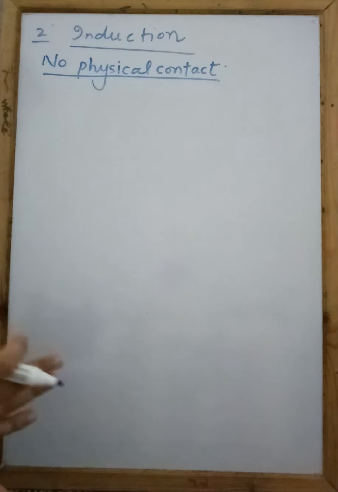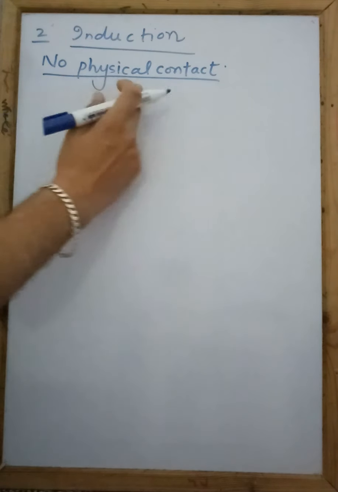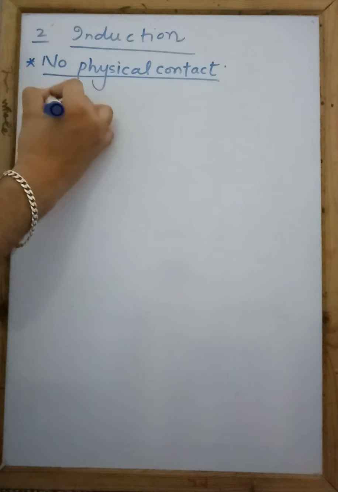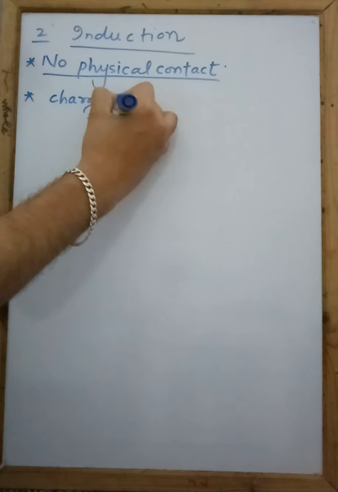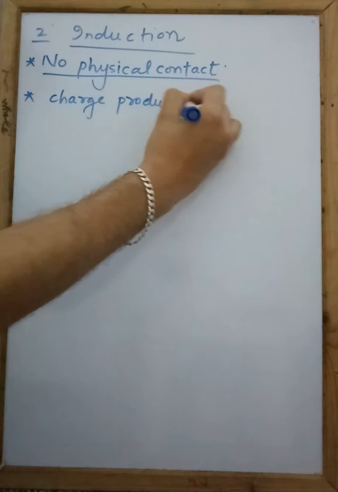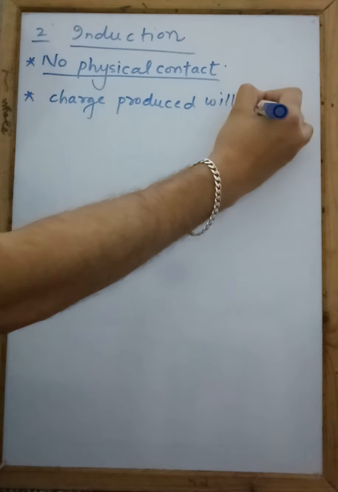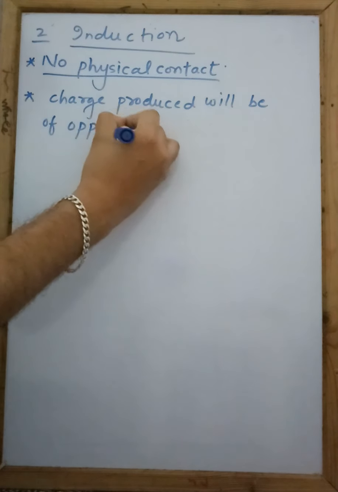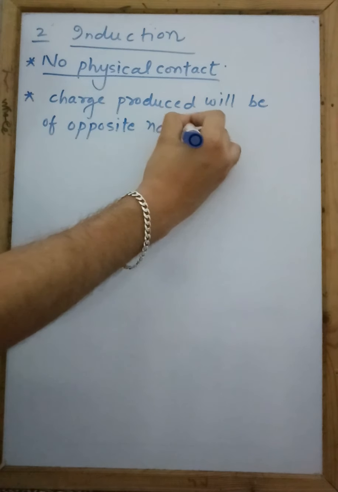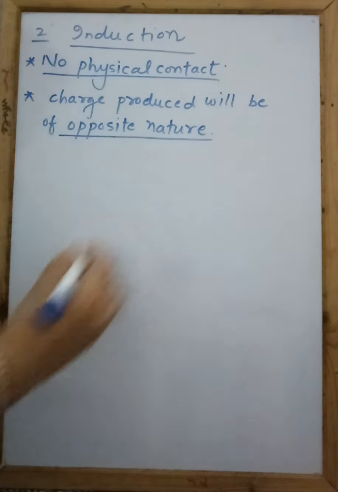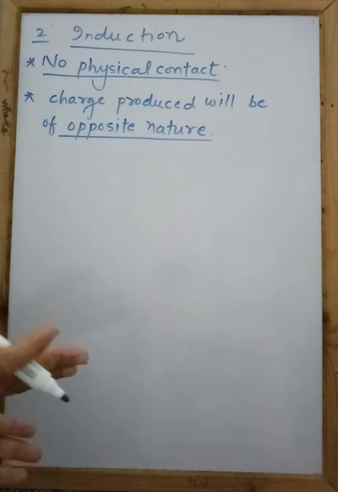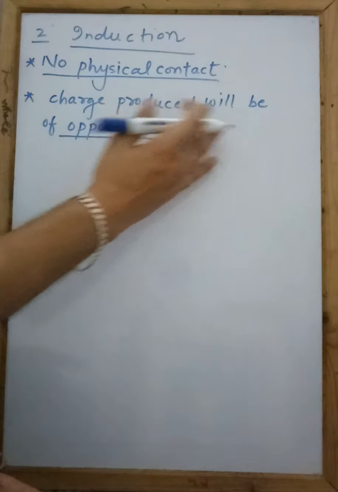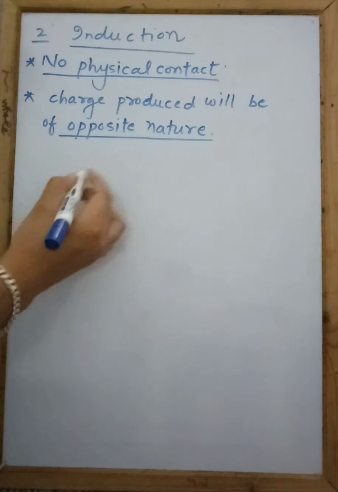But again, what is the difference? Important point is that there is no physical contact between the two bodies. And the second very important point is that the charge produced will be of the opposite nature. In conduction, the charge produced was of the same nature, like if A is positive, then B was also positive. But in case of induction, the charge produced will be of opposite nature. So I'll explain to you how it works.